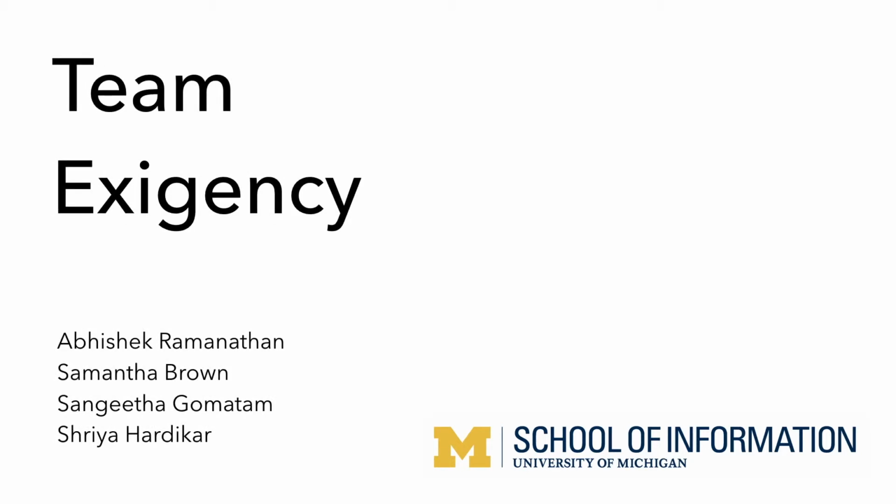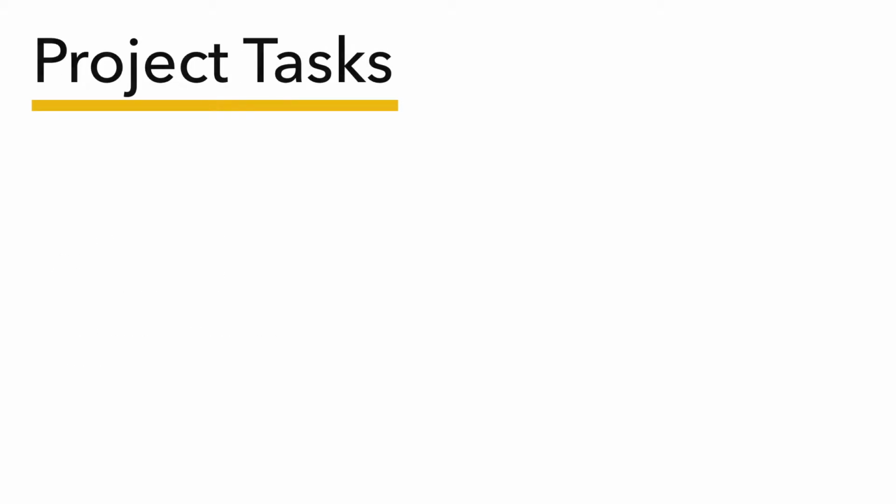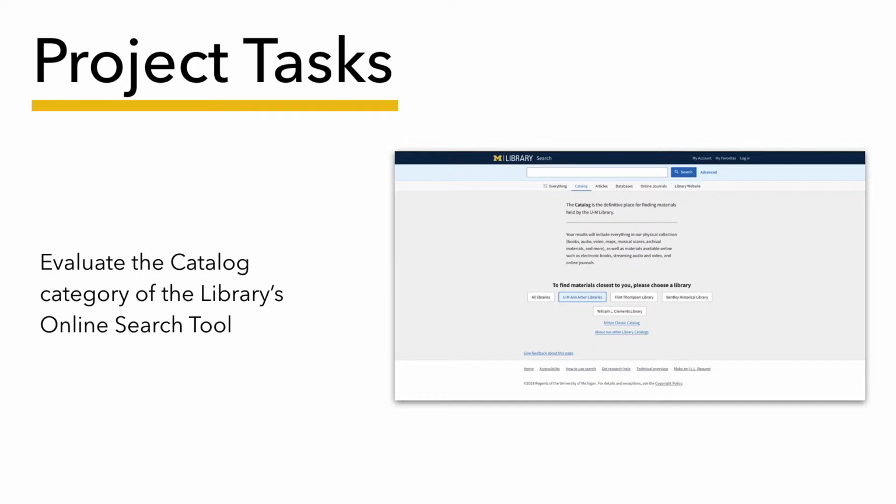We are Team Exigency, and this semester we worked with the University of Michigan Libraries Design and Discovery team, working to evaluate the library's online search tool, specifically relating to the catalog search option, which includes books and other print material available at the library and online.